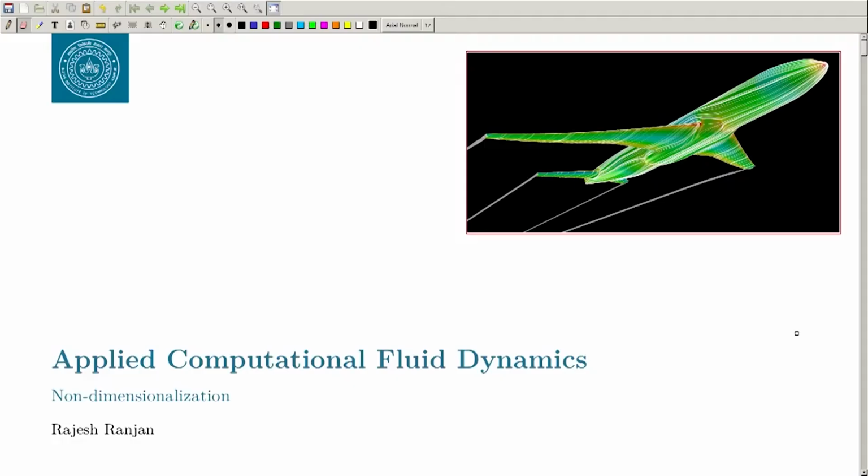Some of you might have taken courses in boundary layer theory, and you might have derived the boundary layer equations, and made some approximations that the variation in the y direction is much higher than the variation in the x direction. By using a similar kind of analysis, we can derive the non-dimensional equations.